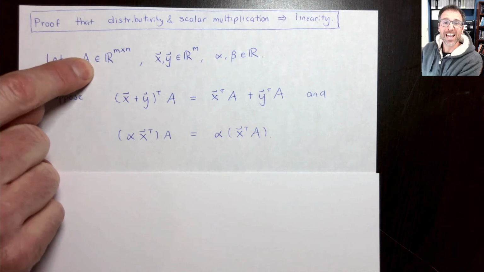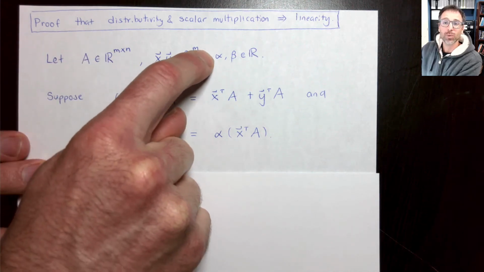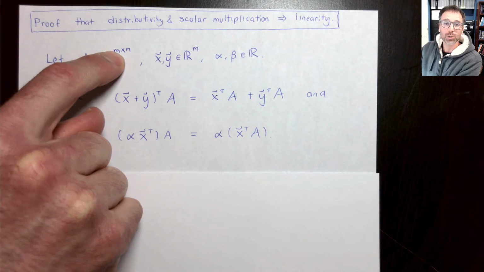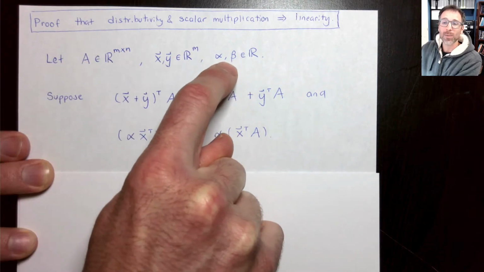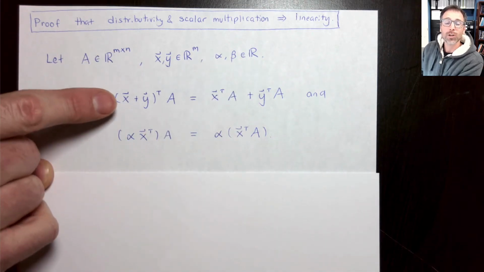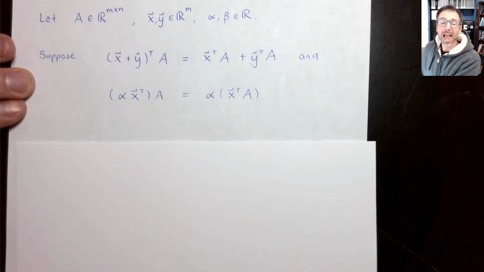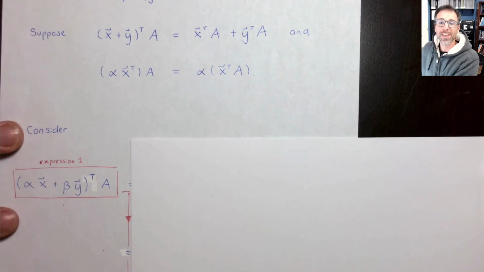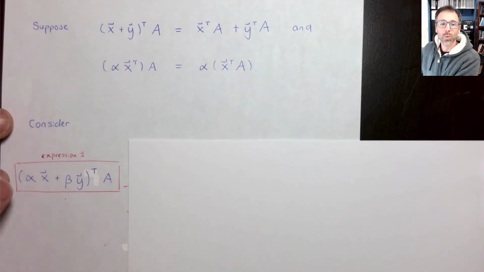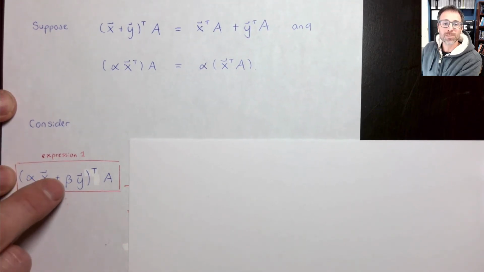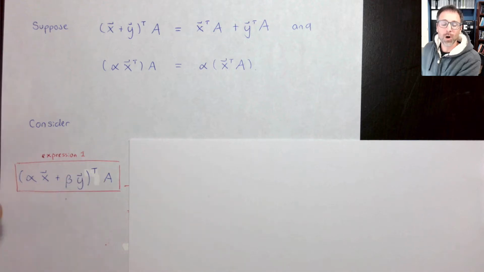So we say that A is an m by n matrix. We have 2 column vectors with m rows, identical to the number of rows in A, and then we have 2 scalars, alpha and beta. We also suppose that we have distributivity and scalar multiplication. And then what we want to do is start with expression 1 and move forward. So we're going to say, let's consider (alpha x plus beta y) transpose multiplied by A.